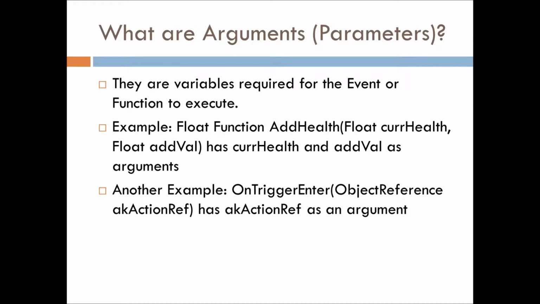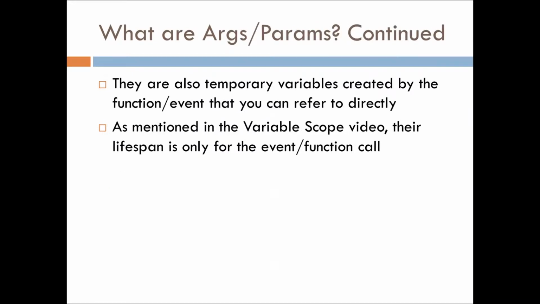Now let's look at the OnTriggerEnter event in our second example, and it requires the akActionRef, which is an object reference. It's the object that entered the trigger, and that's an argument for that event. So in addition to being required for the function, they also are created as temporary variables during the duration of the function and event call.